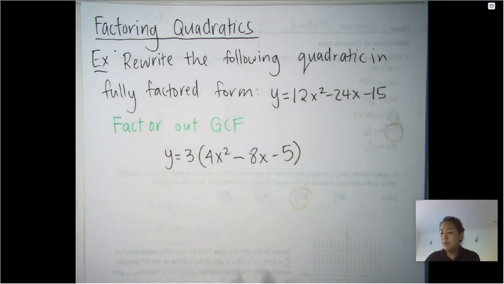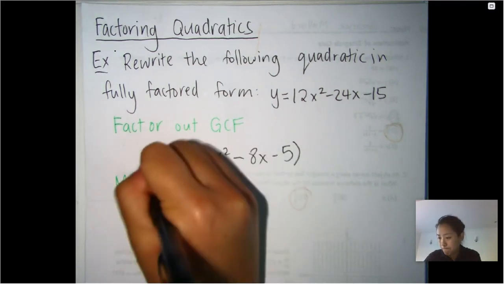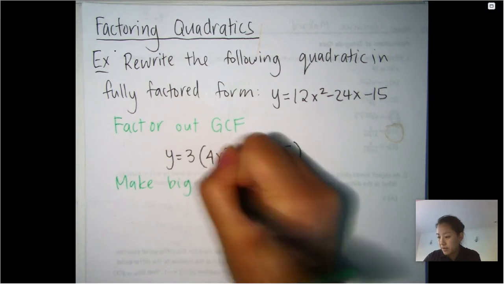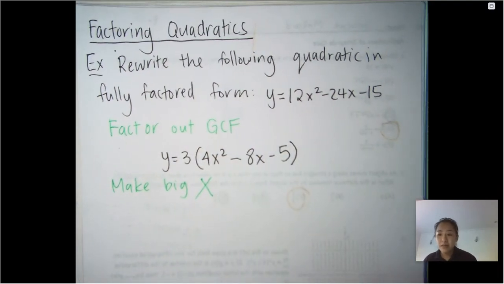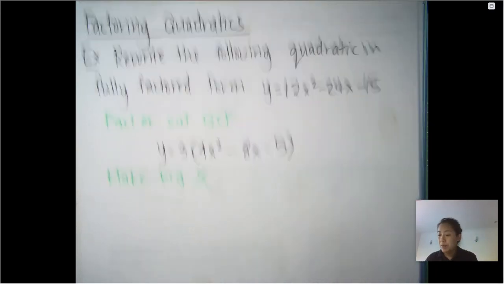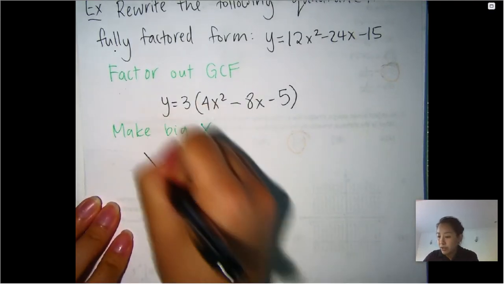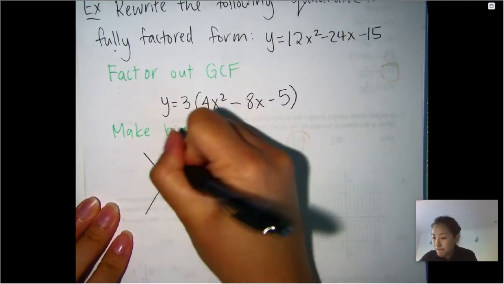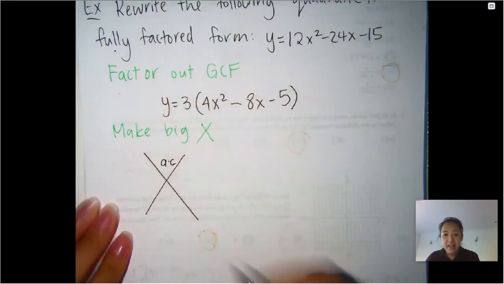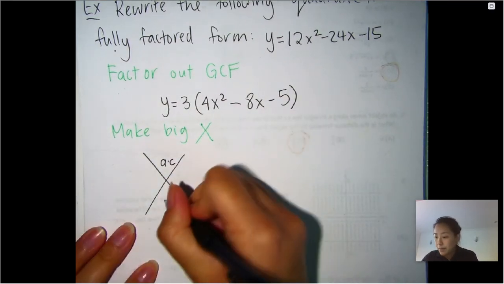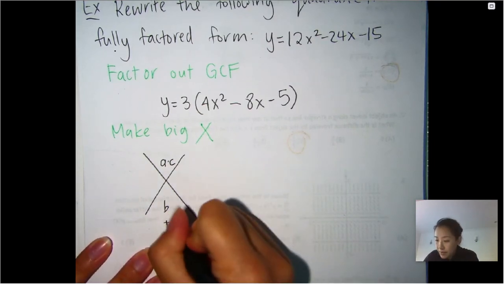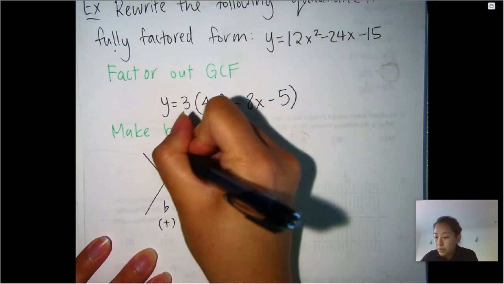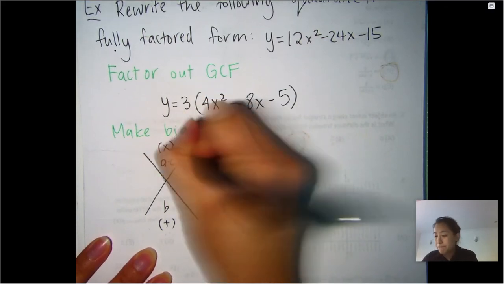Okay, then we make the big X. I think some of you guys in previous classes may have called this the diamond method. Whatever makes you happy, make the big X, make the diamond, whatever. So in the top of your big X, in general, you're going to put A times C. And then in the bottom of your X, you're going to put B, and then you're going to find two numbers that add up to B and multiply to AC.